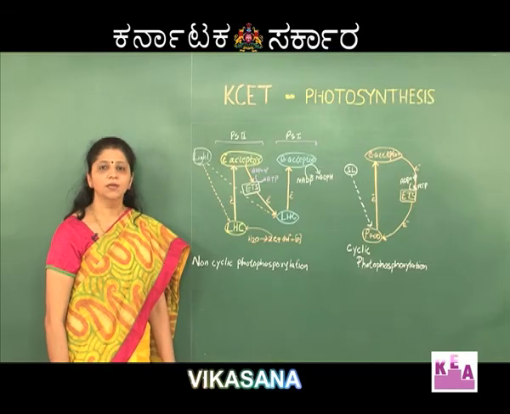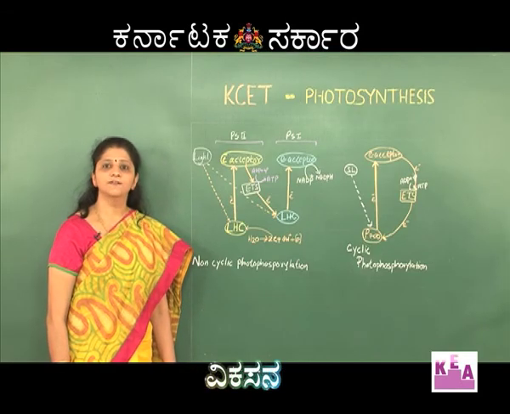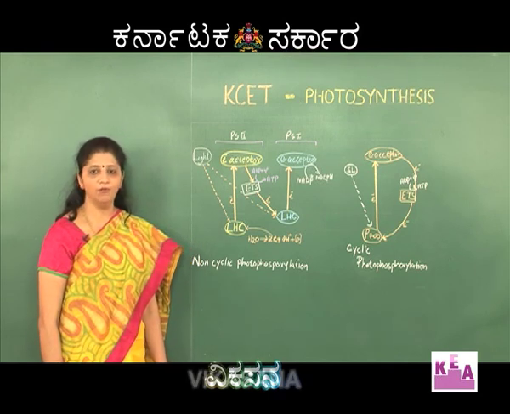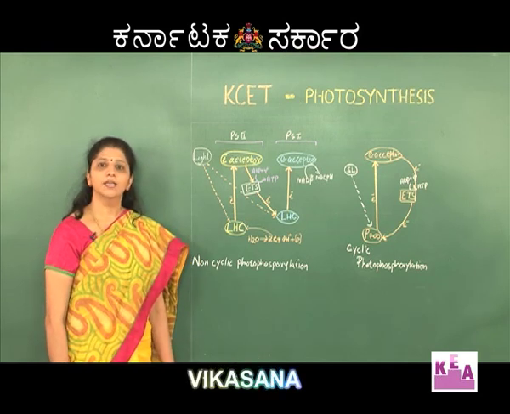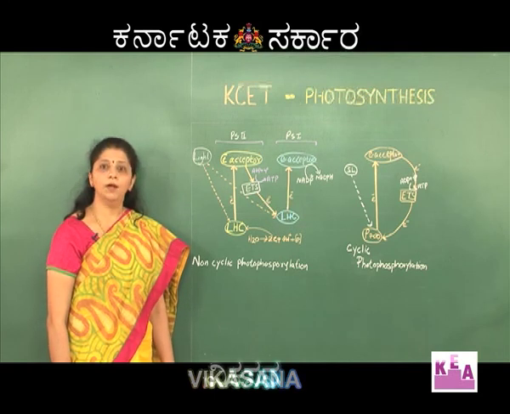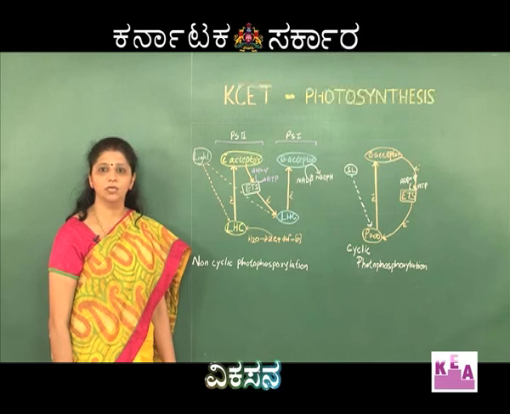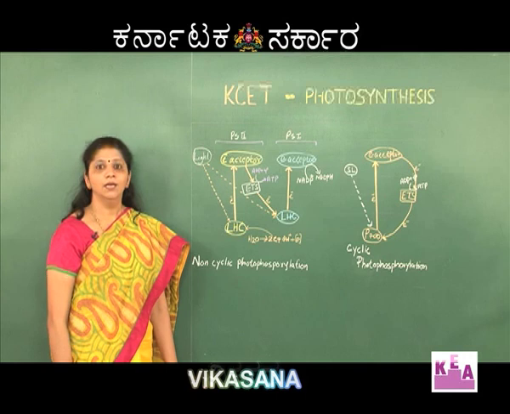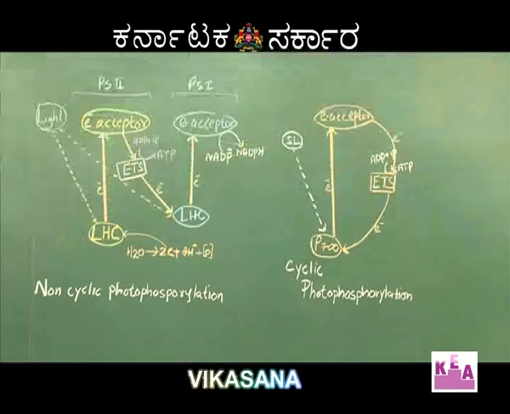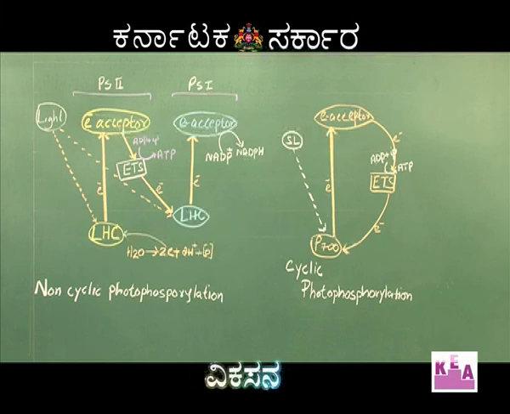Light reaction. Light reaction involves four steps. The first one is photoexcitation of chlorophyll molecule. The second one is electron transport chain. The third one is photophosphorylation. And the fourth one is photolysis of water. There are two types of photophosphorylation. The first one is non-cyclic photophosphorylation and the second one is cyclic photophosphorylation.